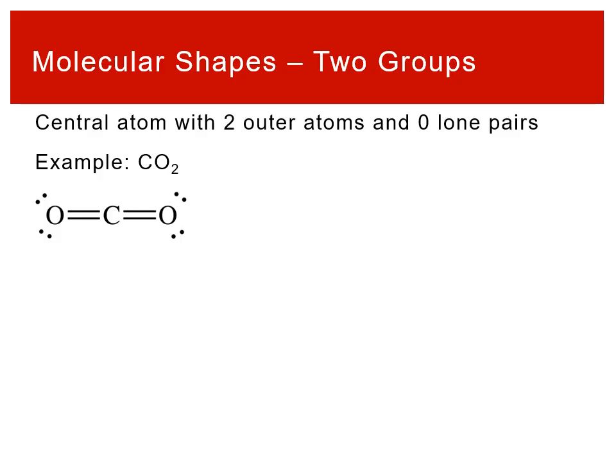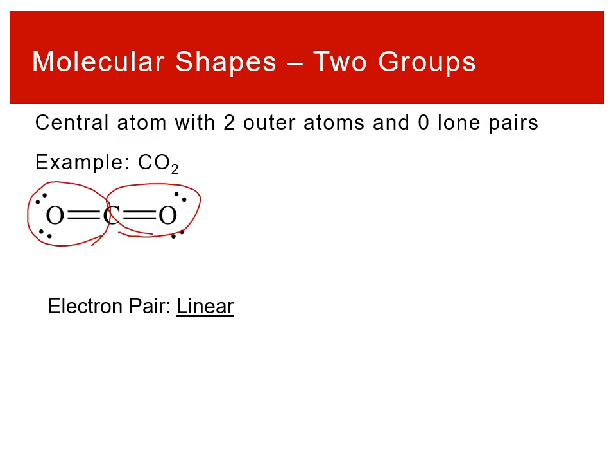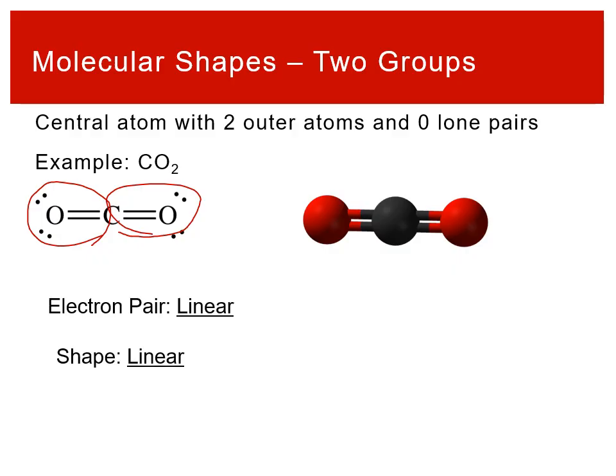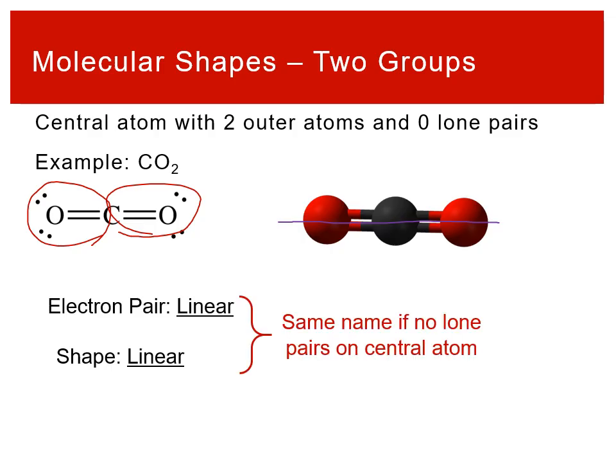For example, carbon dioxide. We can see the Lewis structure of carbon dioxide written right here. If we count, we would say the electron pair geometry is linear, right? Because it's 1 group, 2 groups. So we can draw the shape. It's a nice linear arrangement around that carbon atom. If we look at the overall shape of the molecule, we still call that linear because the entire molecule is linear. The reason the electron pair geometry and the overall molecular shape are the same is because there are no lone pairs on the central atom.